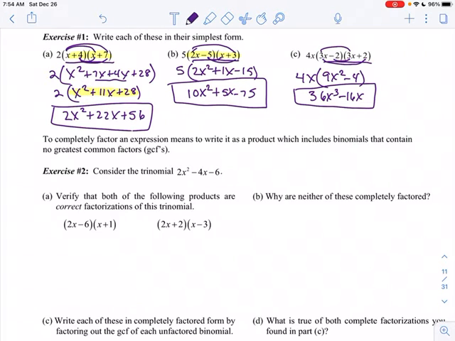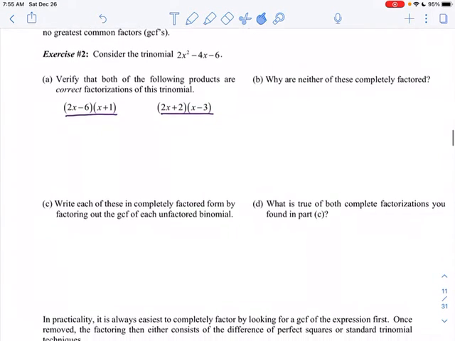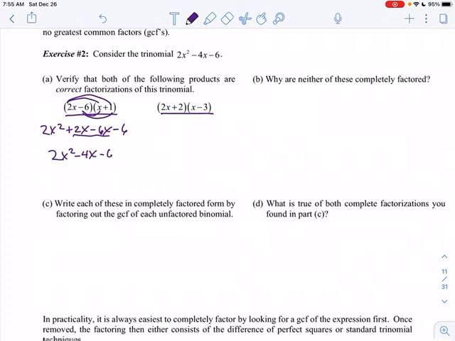Both of these, right here, 2x minus 6 times x plus 1 and 2x squared plus 2 times x minus 3, are correct factorizations. They want us to verify that both of these are correct. So all I'm going to do is use my FOIL and multiply them out. 2x times x, 2x squared, 2x times 1, 2x, negative 6 times x, negative 6x, negative 6 times 1, negative 6. I always get my four terms, and those two middle terms can be combined together to give me a negative 4x.